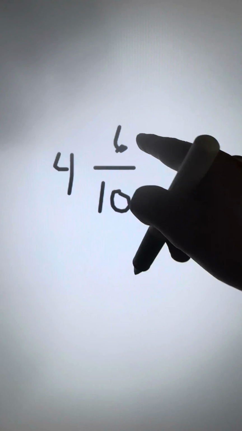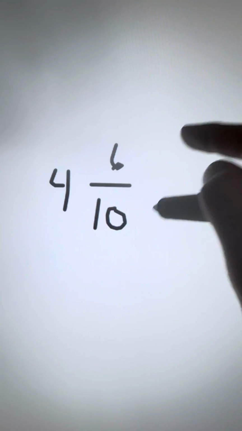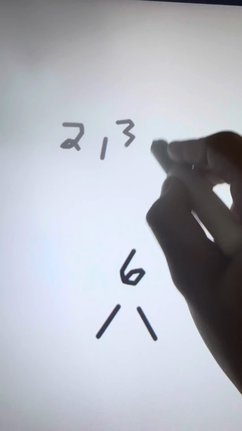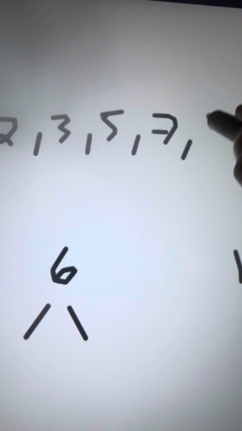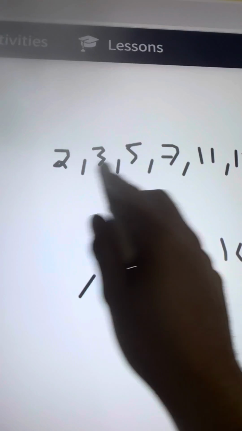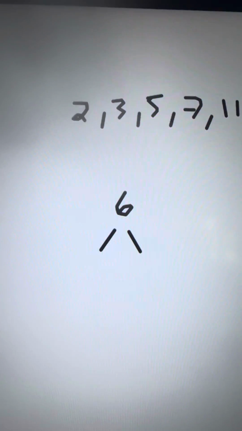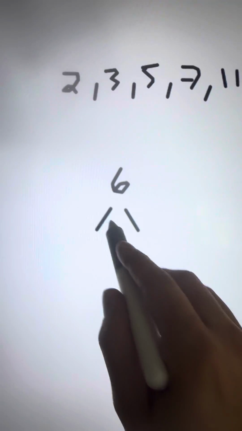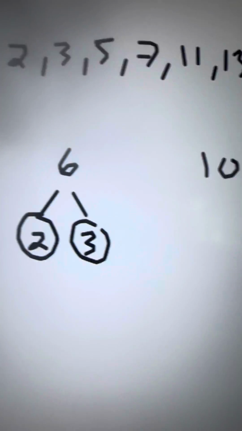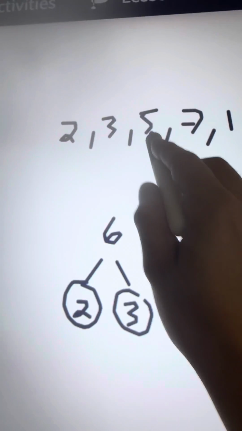Don't forget, you have to simplify this by eliminating common factors. So you have to rewrite the 6 and the 10 in terms of factors. And we talked about prime factorization. And don't forget your prime numbers, 2, 3, 5, 7, 11, 13. That list goes on, but you only pretty much need to know the first 4. So 6, I can rewrite as the product of these two prime numbers, 2 times 3. And then 10, I can rewrite as 2 times 5.